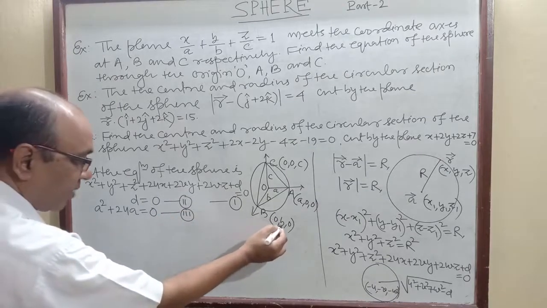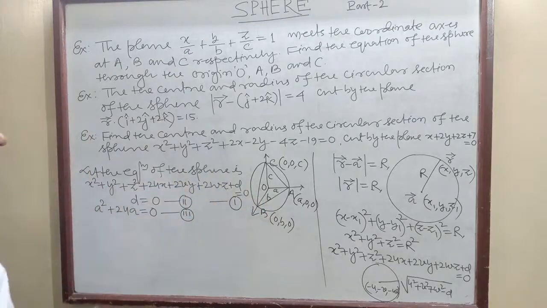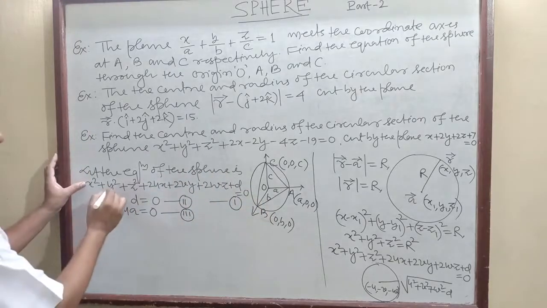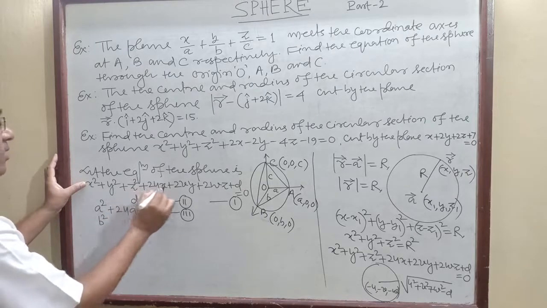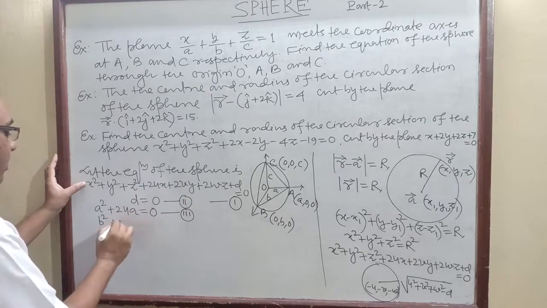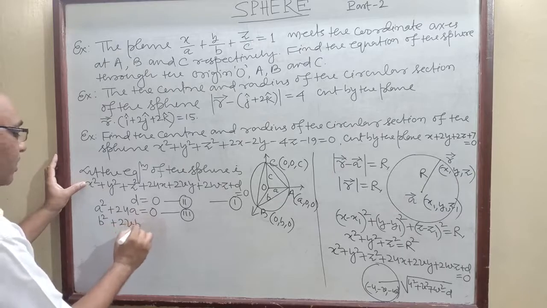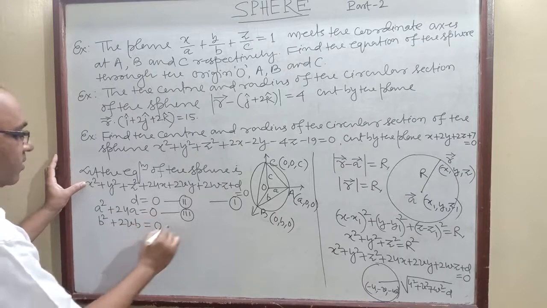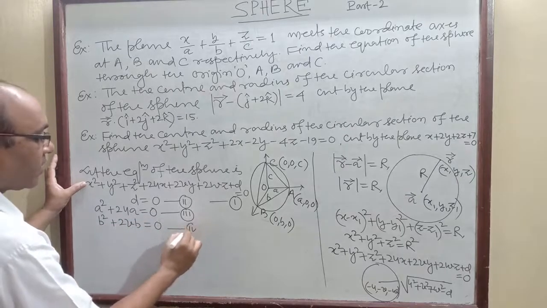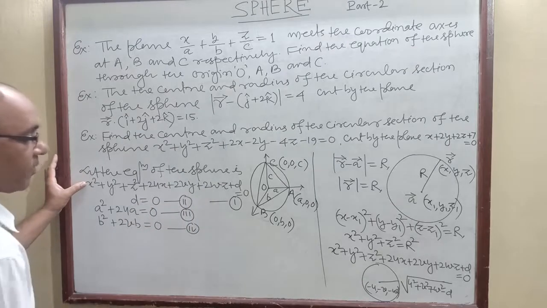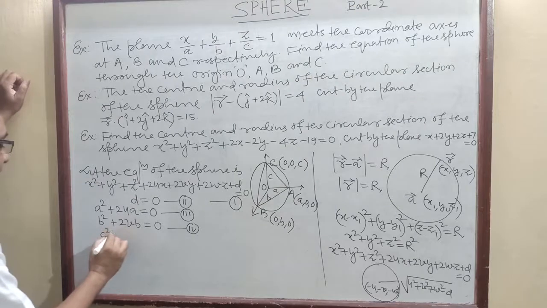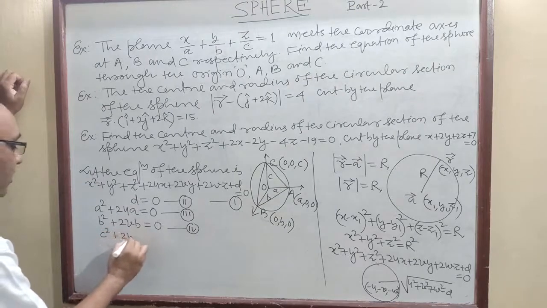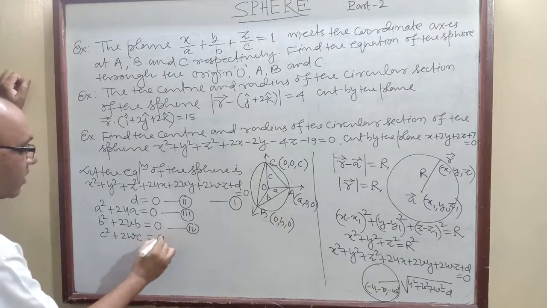Similarly 0 B 0 will satisfy this equation. In place of x 0, in place of y we write B. So B square plus 2vB equal to 0. Equation number 4. D is already 0. Similarly C will also satisfy this. From there we get C square plus 2wC equal to 0.